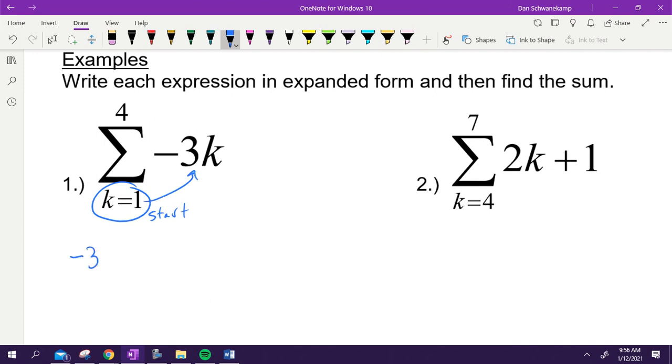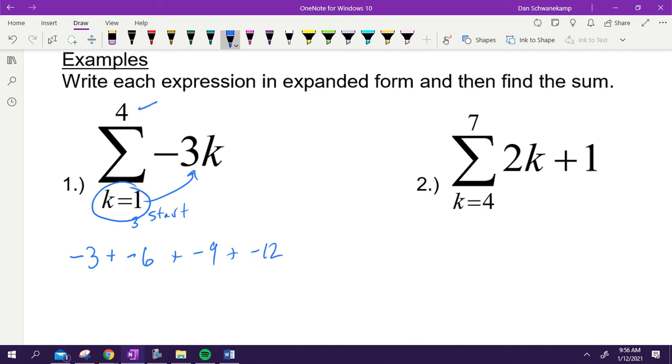So it'd be -3 times 1, so it'd be -3. Then I increase it by 1, so I would plug in 2. So -3 times 2 would be -6. And then I increase it by 1, I would plug in 3. So if I plugged in 3, it'd be -9. And then I would increase it by 1, I'd plug in 4. -3 times 4 is -12.